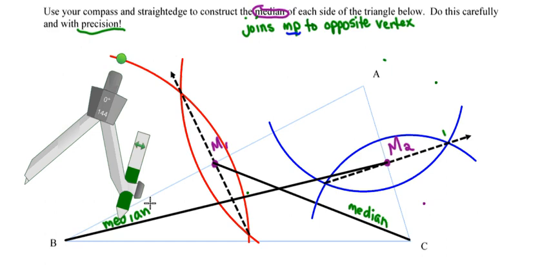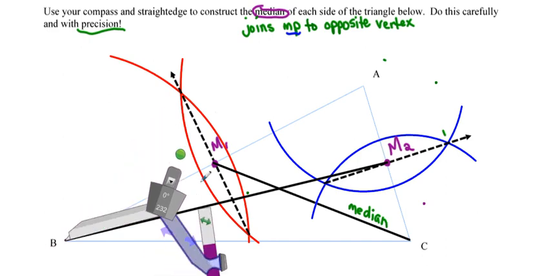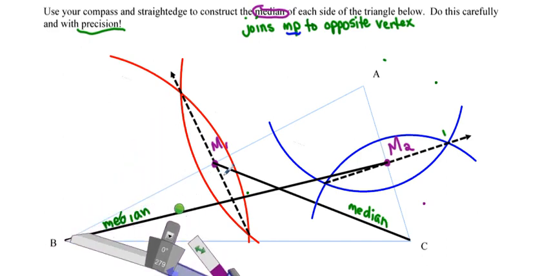And now I'm going to construct the third median of my triangle. In order to construct the third median, I'm going to begin by constructing the perpendicular bisector of side BC.